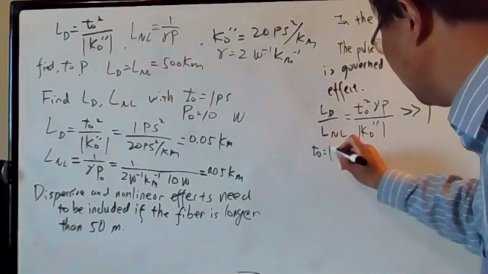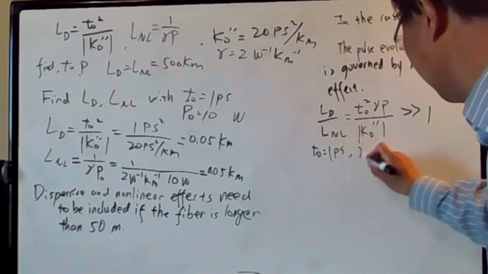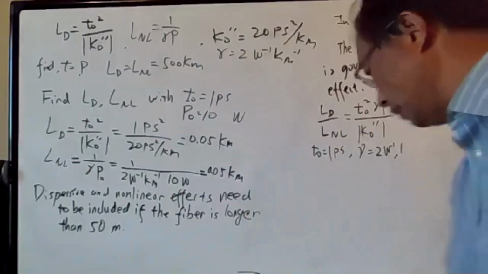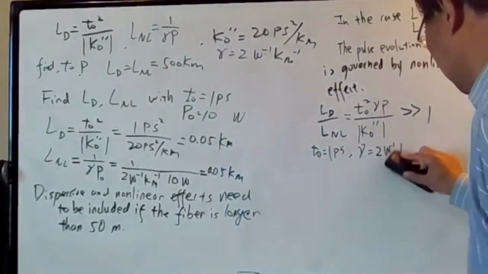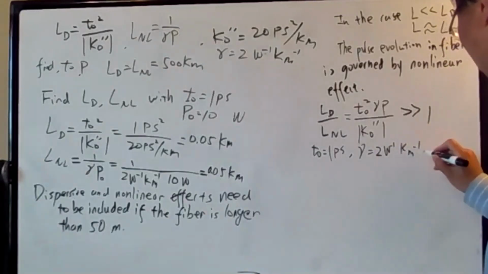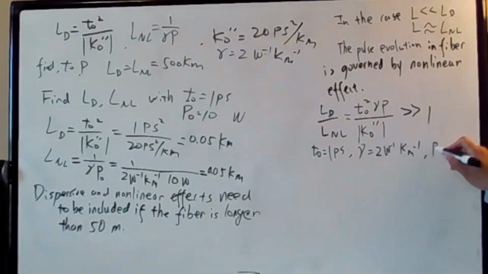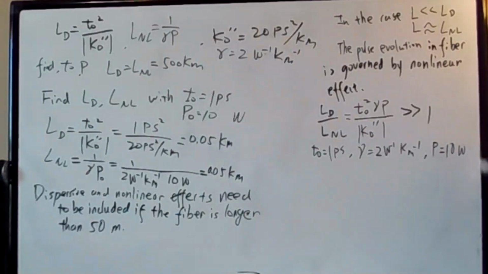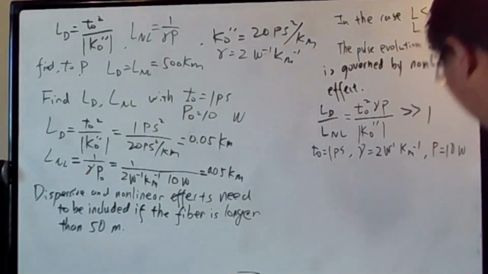So T naught is 1 picosecond, gamma is 2 inverse watt inverse kilometer, and the power P is 10 watt, right? Do I have 1 picosecond with kilometer? No. Let me look at the power.